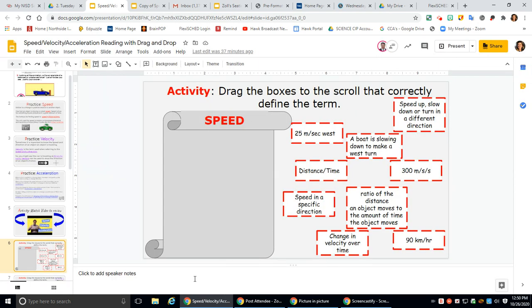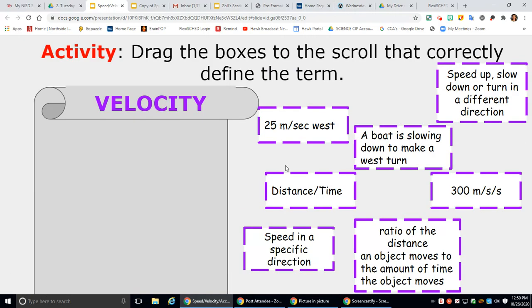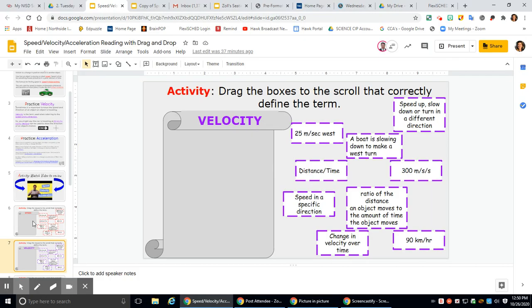Let me minimize. And I think if I present, I will be able to drag and drop that way. One moment.